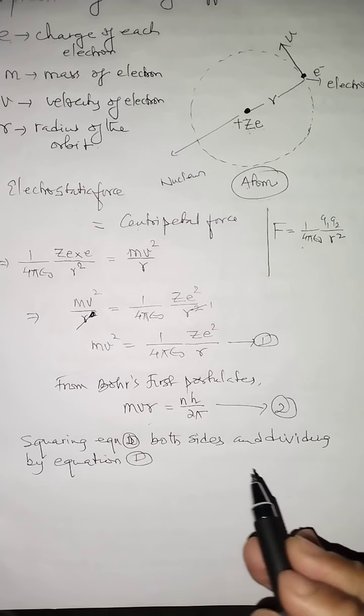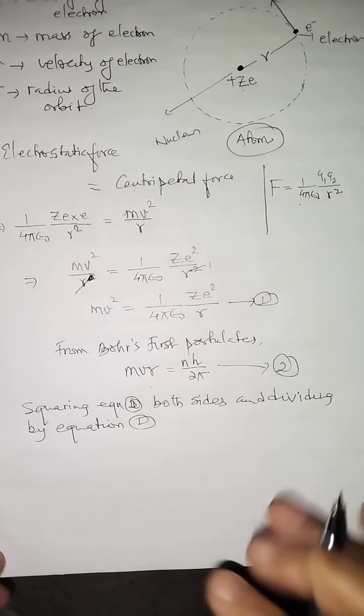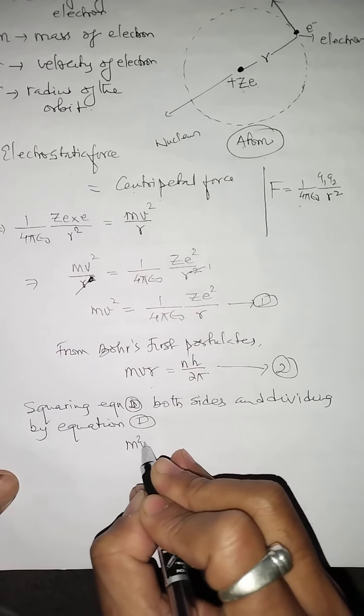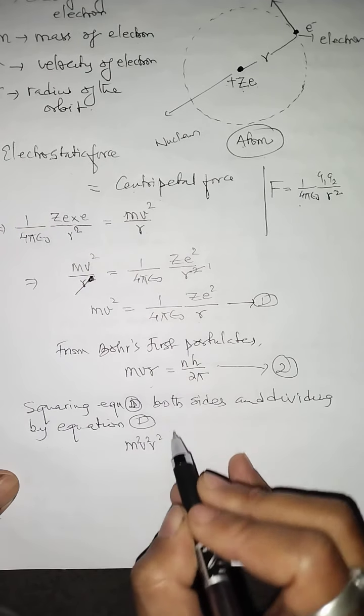And even I divide equation 1 by equation 2. Okay, so let me do the squaring of equation 2 on both sides. So it will be how much? m square b square r square. The left hand side, squaring means m square b square r square.